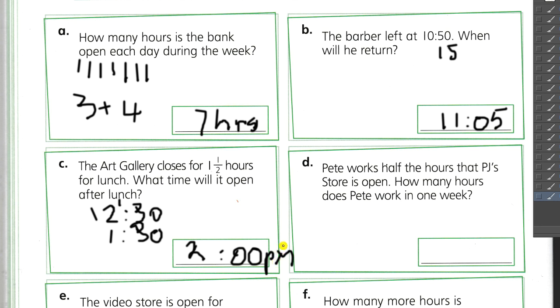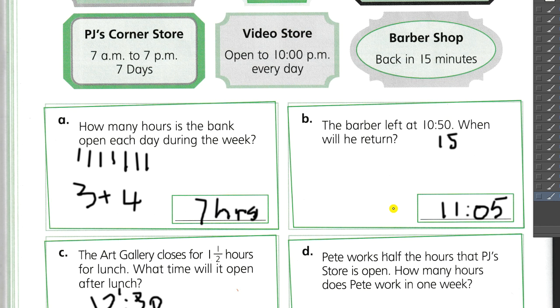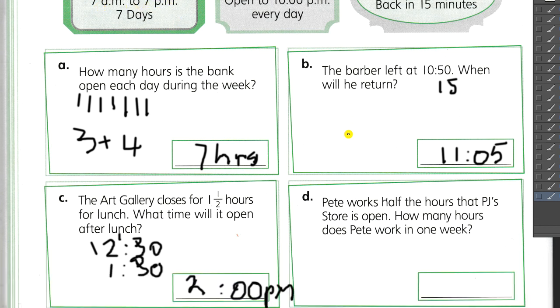Okay, so let's look at what happens at the next one. Pete works half the hours that PJ's store is open. How many hours does Pete work in 1 week? Oh, there's a few times for this, isn't there? So, PJ's corner store is open from 7 a.m. to 7 p.m. Now, if you don't know, you can actually count it. So go 7 and 8, 9, 10, 11, 12, 1, 2, 3, 4, 5, 6, 7, and ignore the funny things that my pen's doing.